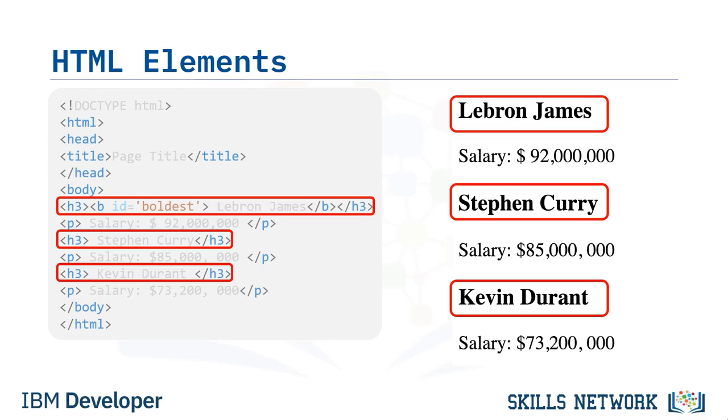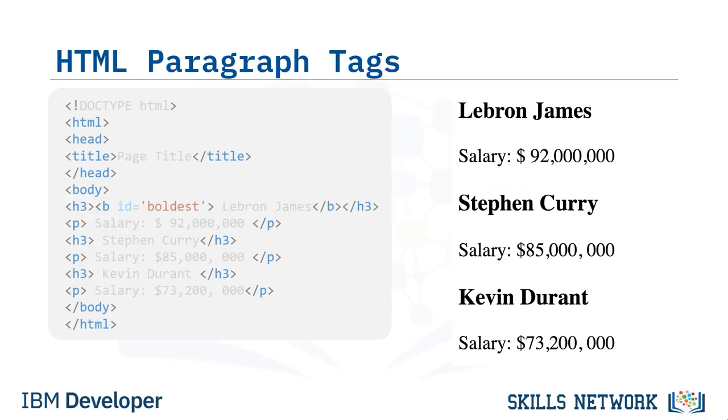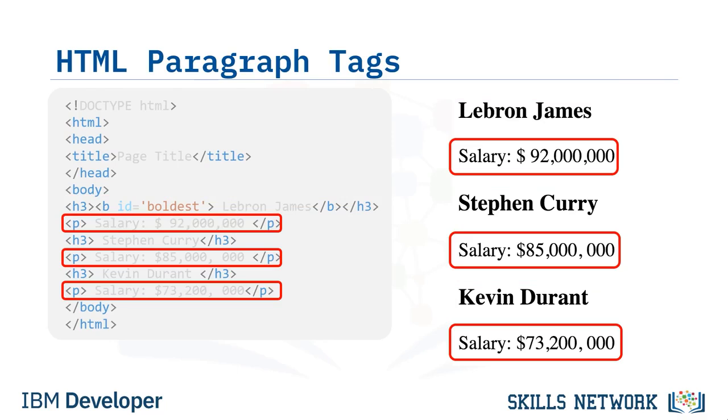Notice the data is enclosed in the elements. It starts with an H3 in brackets and ends in a /H3 in brackets. There is also a different tag, P. This means paragraph. Each P tag contains a player's salary.